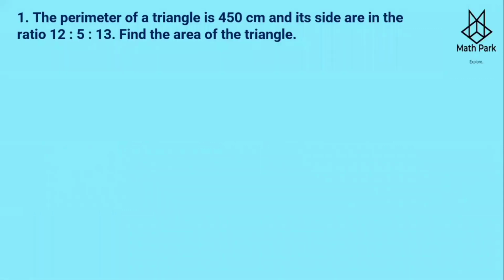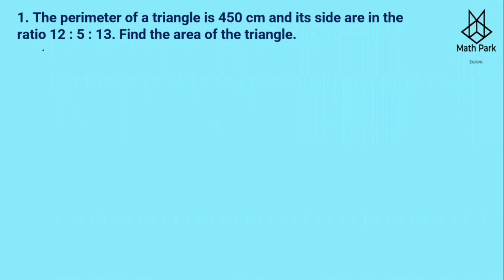So we start with the first question. The perimeter of a triangle is given to you as 450 centimeter and its sides are in the ratio 12 is to 5 is to 13. Find the area of the triangle. Now, 12, 5, 13, we know that it is a Pythagorean triplet.